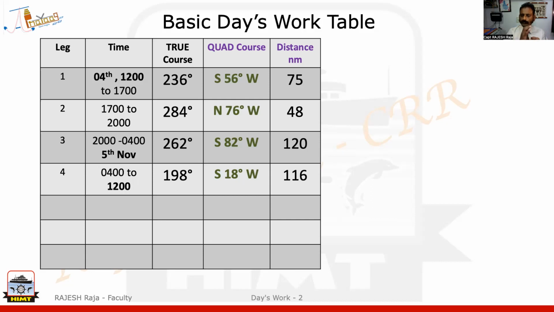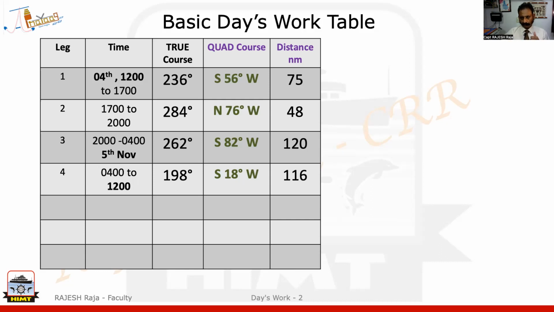In quadrantal course, angles cannot be more than 90. The distances are the same as on the previous page. Now I don't need the 3-digit course, which is your 360 notation course, anymore. Right now, all I need is only the quadrantal course and the distance to solve my problem. Based on this data, let us see what exactly the ship did on this day.